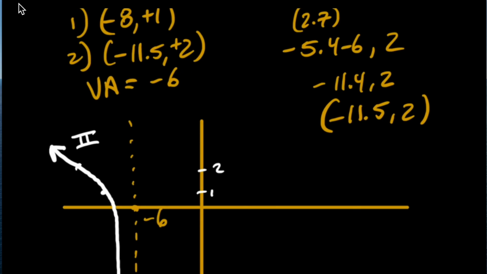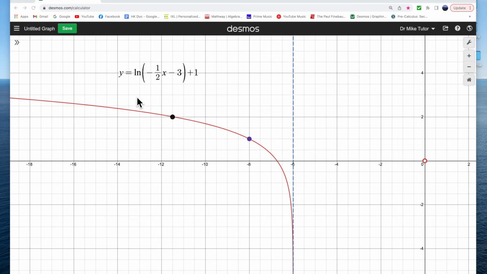Let's go ahead and just quickly look at the graphing calculator. I went ahead and did this ahead of time. Here's our function, natural log negative 1/2 x minus 3 plus 1. Here's our origin. Here's our vertical asymptote, x equals negative 6. Here's our first point, negative 8 comma 1. Here's our second point, negative 11.5 comma 2.